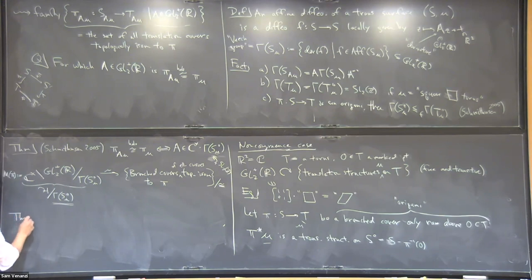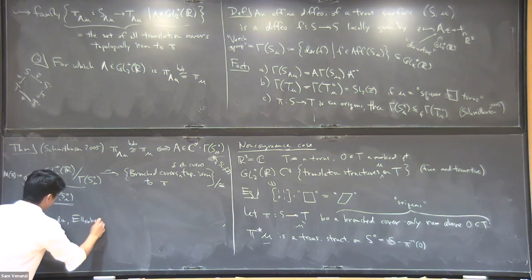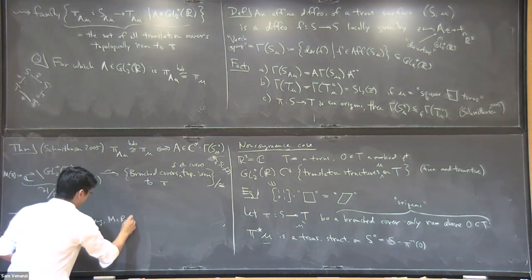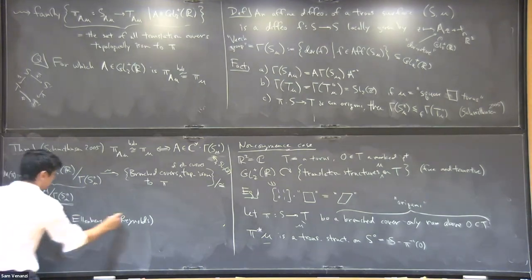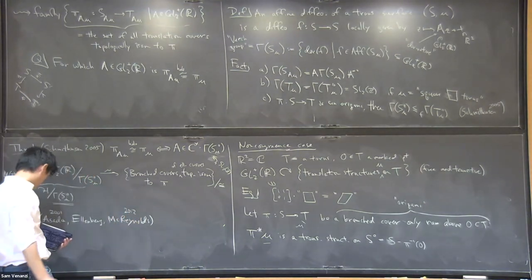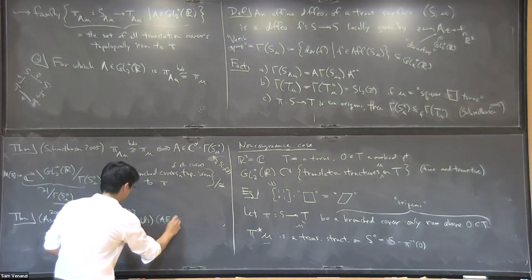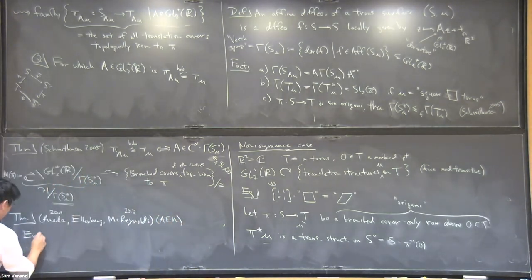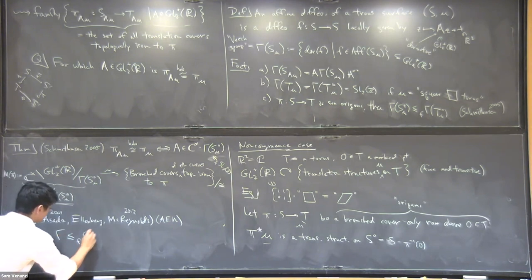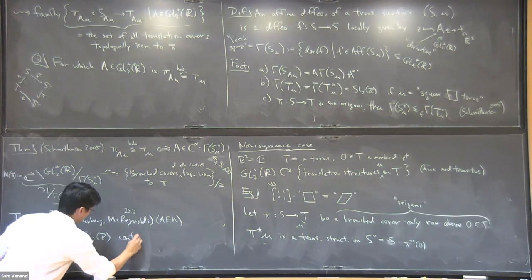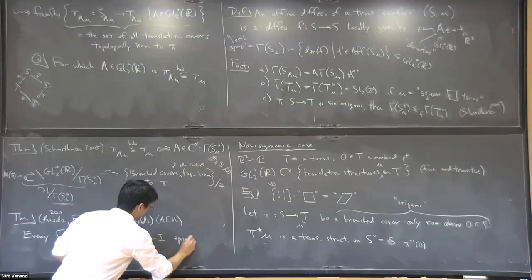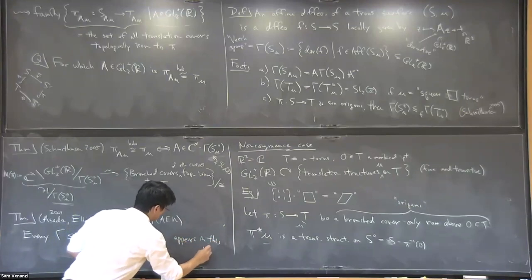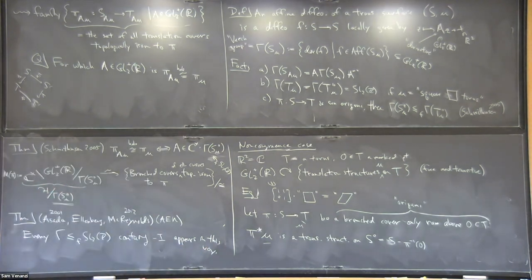And it's a theorem of Asada in 2001 and Ellenberg and McReynolds in 2012. So let's call this AEM. Every gamma finite index inside SL2Z containing negative I appears this way. So this is a remarkable result.